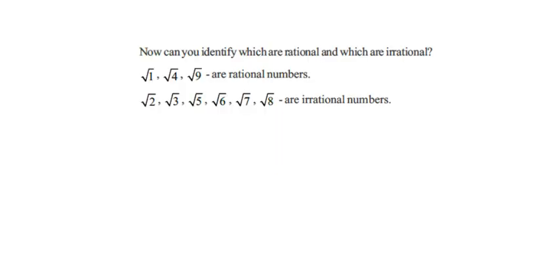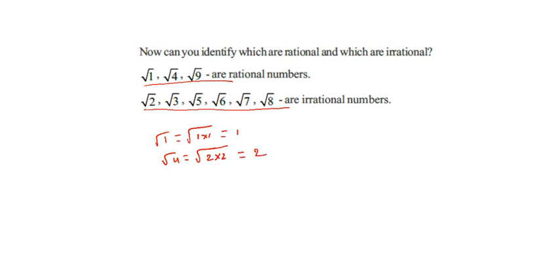Now, can you identify which are rational numbers and which are irrational? Here an example is given. You may observe, it is very easy for us. We have already discussed this. Root 1 can be written as the product of two equal factors, so the square root of 1 is 1. Root 4 is 2 into 2, a perfect square. Hence 2 is the square root of 4.